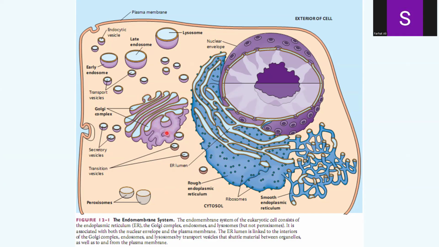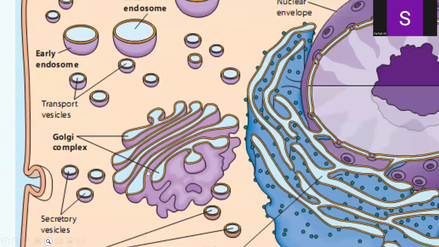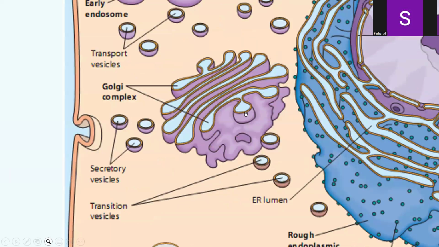So in the Golgi complex, the membrane of the vesicle fuses with the membrane of the Golgi. As these vesicles fuse with the Golgi, their cargo molecules are transferred to the lumen of the Golgi complex, and then these molecules undergo processing, they undergo modifications.